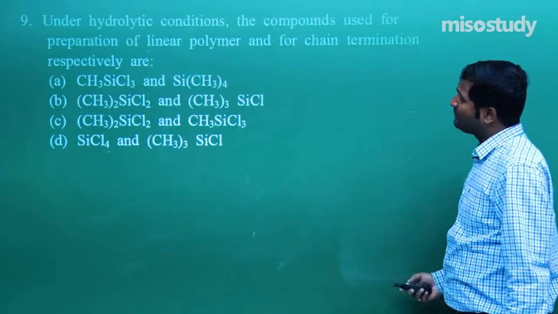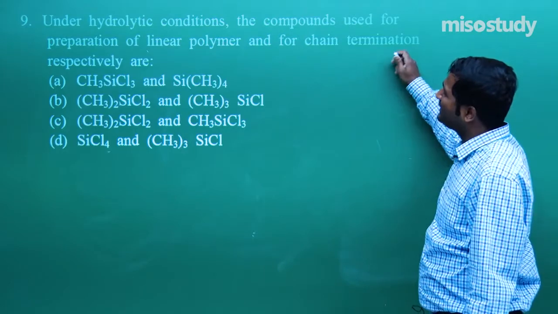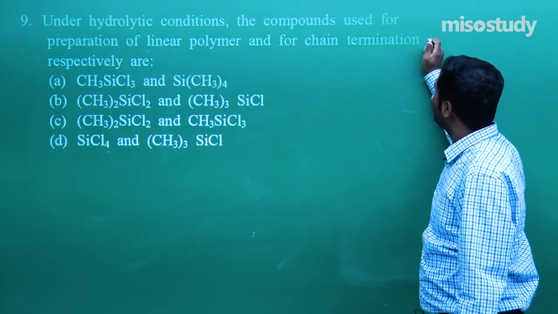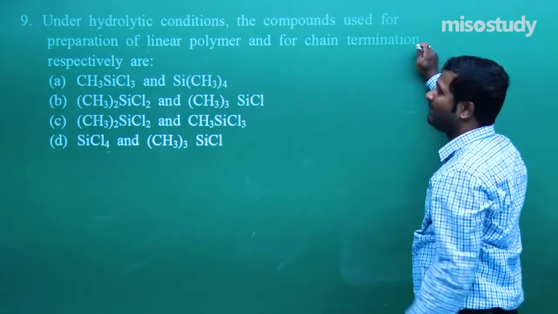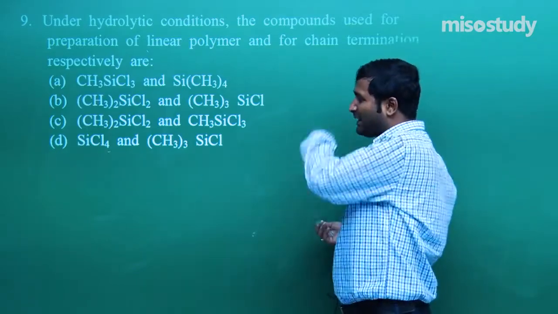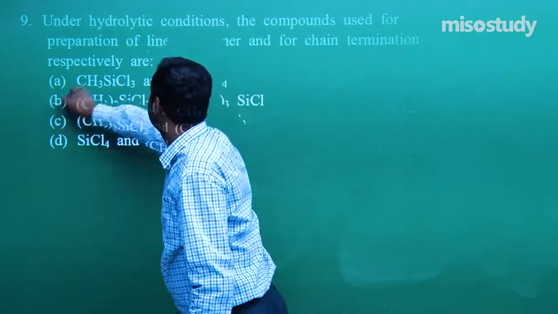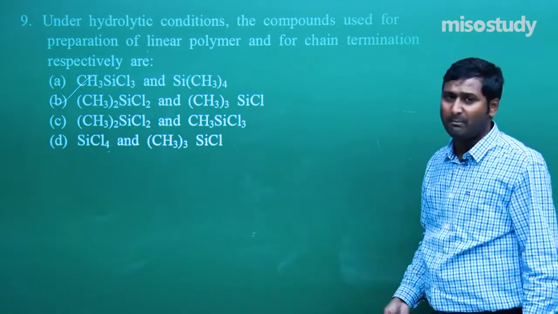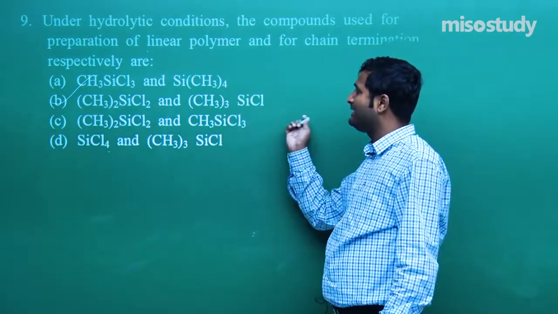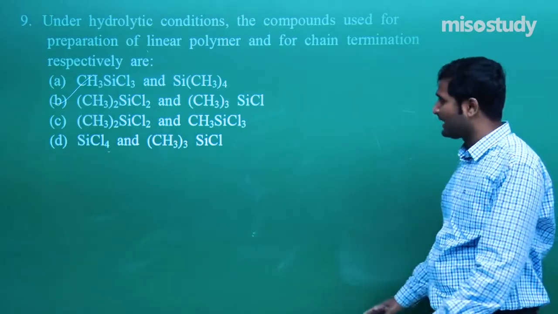Now the next part of the question is completely theory based. Under hydrolytic condition, the compound used for preparation of linear polymer and for chain termination in polymerization, you also have noticed it. This is the compound cyclic, that is (CH3)2SiCl2. This is completely theory based, you have to remember this. And (CH3)3SiCl. So for this question, B is the correct option.